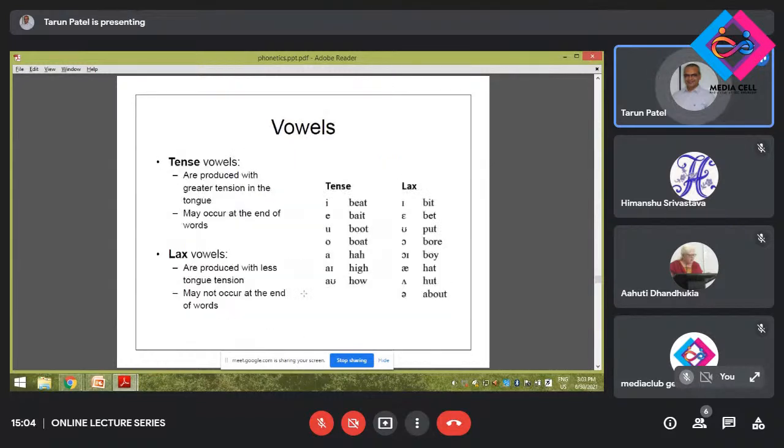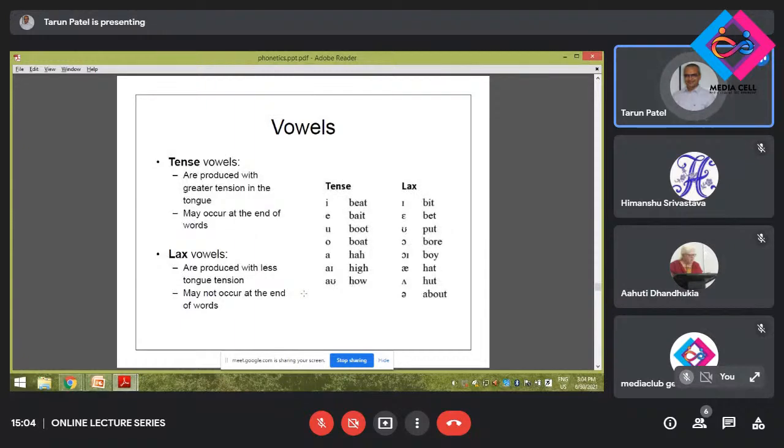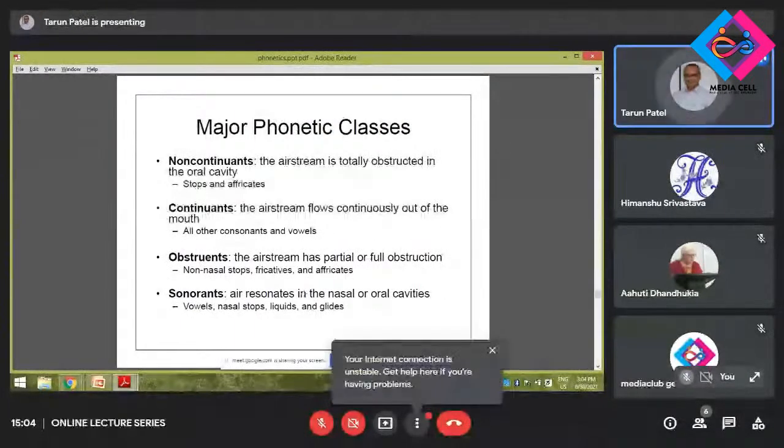Fine. Moving on, the tense vowels are produced with greater tension in the tongue, and they may occur at the end of words, as in beat, bait, boot, boat, ha, high, and how. On the other hand, lax vowels are produced with less tongue tension, and they may not occur at the end of words, like bit, bet, put, boy, hat, hut, and about. Fine. So these are the vowels, the high and low, tense and lax. And these are the major phonetic classes.